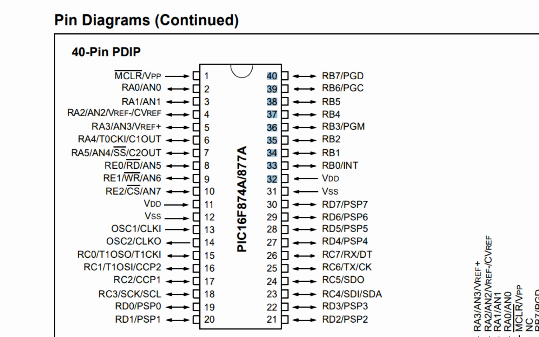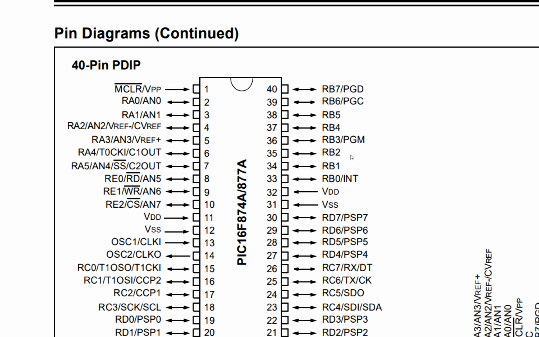From B0 to B7, port B has 8 pins. Port B, port C and port D have 8 pins each, and port A has fewer pins, I think from AN0 to AN4, 6 pins, and then 3 pins for port E. Only one pin out of these is not an ADC pin, so we have 8 ADC channels. That's what the datasheet says.